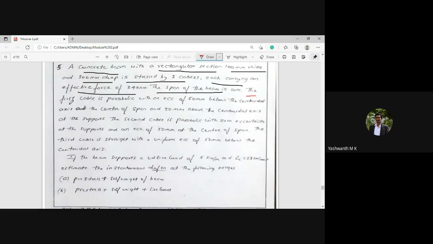The first cable is parabolic with an eccentricity of 50 mm below the central axis at the center of the span and 50 mm above the central axis at the supports. So these are the details of the first cable.